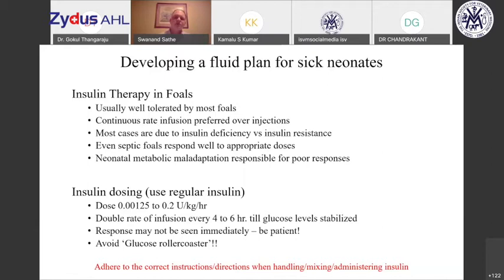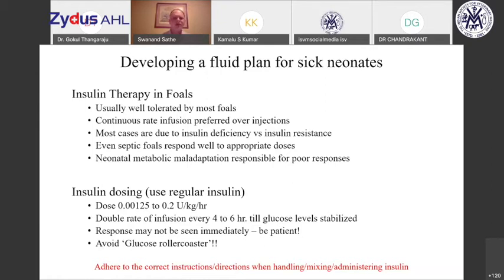So, like I said, most insulin infusions are in response to an insulin deficiency versus an insulin resistance. Most foals usually have an insulin deficiency. Compromised foals may have an insulin deficiency or a slow insulin response rather than peripheral insulin resistance. And even septic foals will respond adequately. If you're providing the adequate amount of glucose and adequate amount of insulin, they'll turn around over several hours and they will respond really well to your therapy.